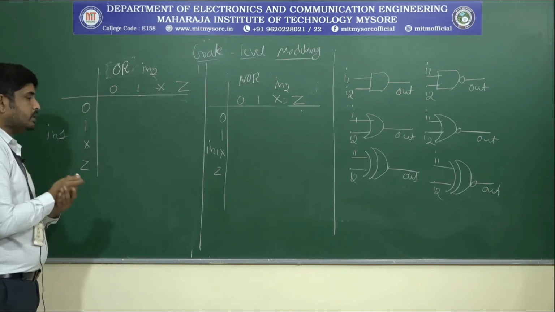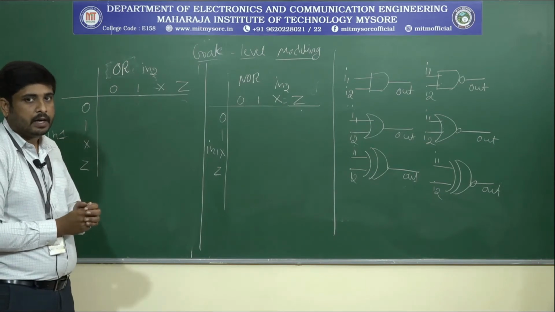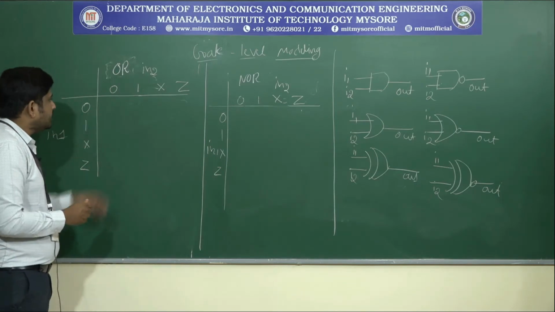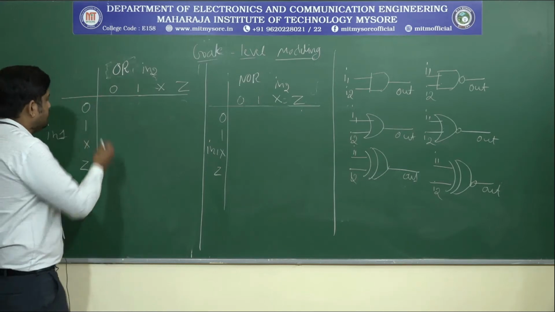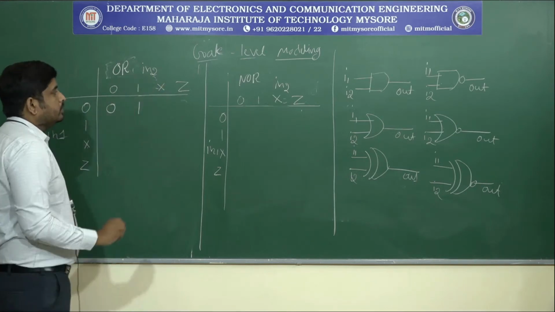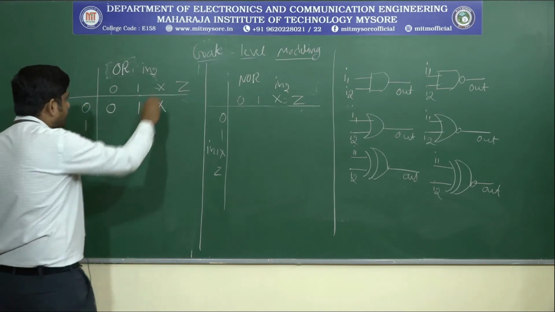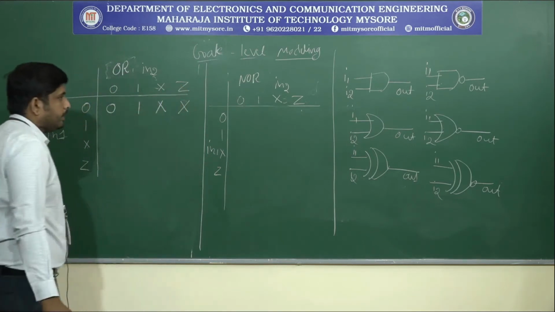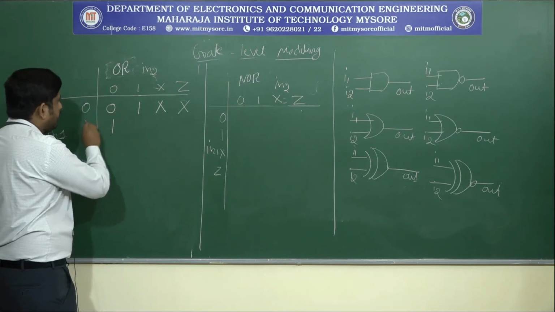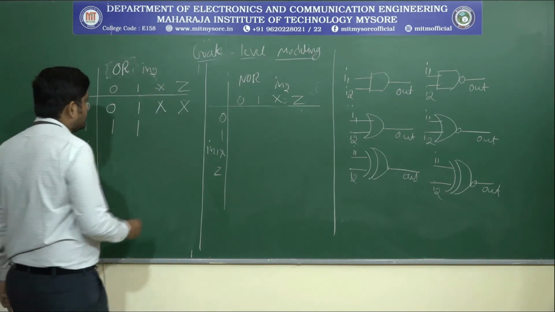What is the speciality of the OR gate? If any one of the inputs is high, then the output is high. If all the inputs are 0, then the output is 0 only. When it is 0 0, it is 0 only. When it is 0 1 or 1 0, then 1. For 0 and X, it depends on the X value, so that's why you write X. Again it depends on the Z value, so again you write don't care. Then next, 1 0 is 1 only, 1 1 is 1, then 1 and X. Again it depends on don't care.